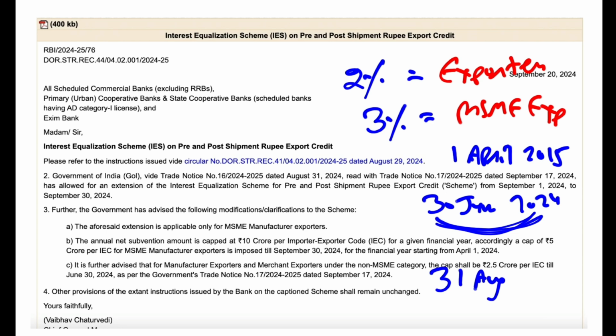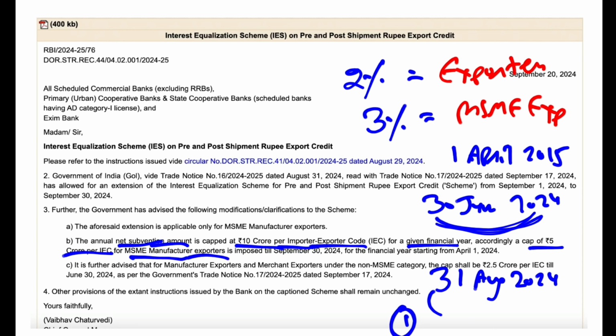So it was supposed to end on 31st August 2024. Then it was extended for 1 more month. And the annual net subvention amount is capped at 10 crore per importer exporter code for a given financial year. Accordingly, a cap of 5 crore per IEC for MSME manufacturer exporter is imposed till 30th of September 2024.